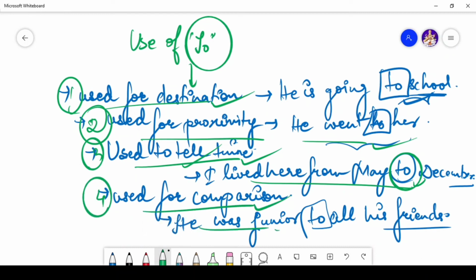Okay, in this you are basically making a comparison. उसके और उसके दोस्तों के बीच का comparison करो ना, हम बता रहे कि वो छोटा है, means छोटा है to all his friends. Okay, so I hope the uses and the different rules of prepositions are clear to you. In the next video, we are going to practice some of the questions related to prepositions.